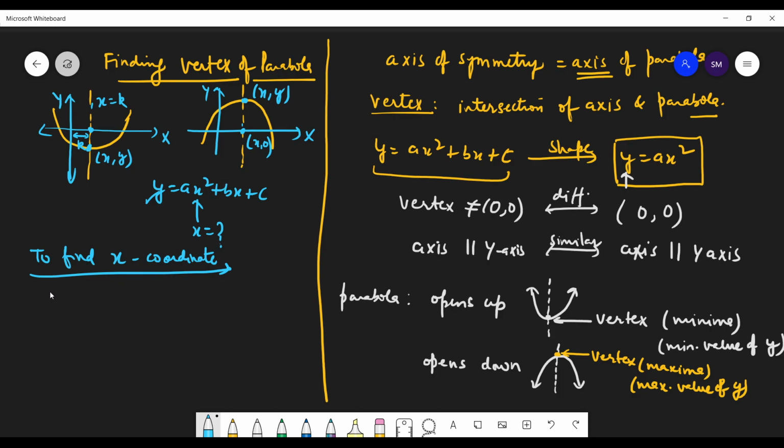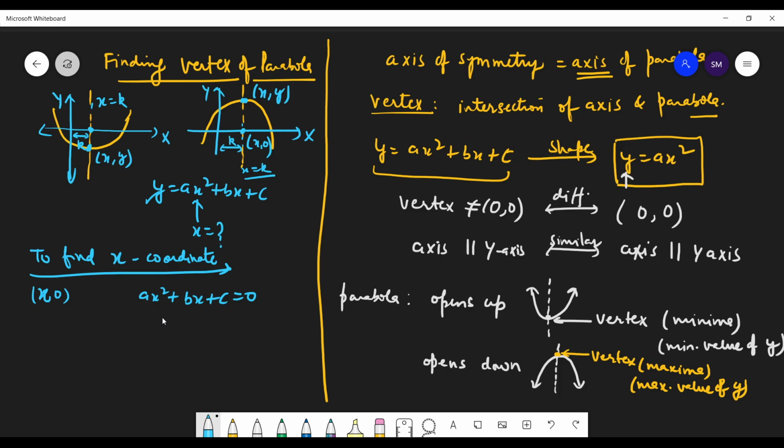X comma 0. Very good. So let us take these points x comma 0. So what do you get? Ax square plus bx plus c is equals to 0. So from here we get the axis of symmetry, right? You get the value of x equals to k. So that's your axis of symmetry. And from the axis of symmetry, we'll come to know the value of x, that is k, and then put the value of x over here and we can find the value of y. Is this clear?